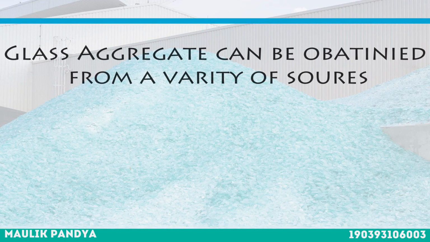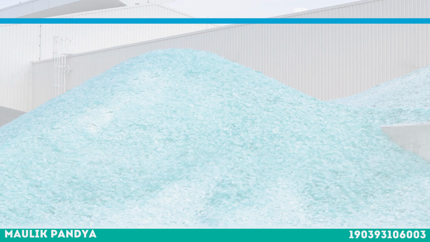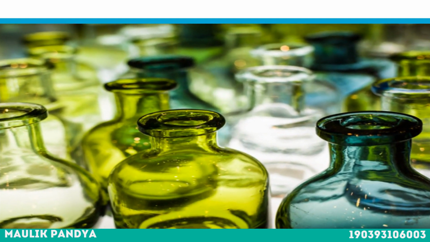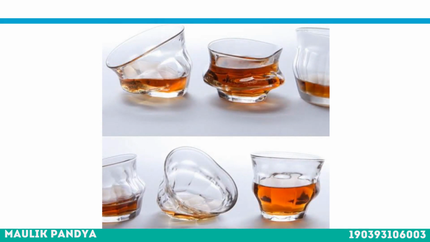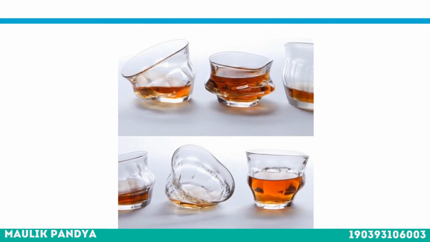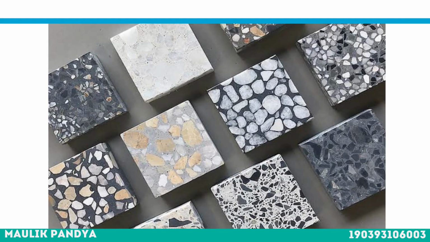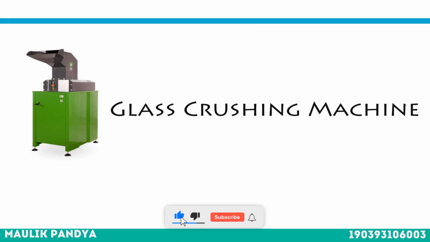Glass aggregate can be obtained from a variety of sources. Locally, recycling centers may have cullet, crushed bottles and other glass, cleaned and sorted by size and color. Nationally, specialty glass manufacturers melt down bottles and window glass to produce glass aggregate for terrazzo floor contractors, landscapers and decorative concrete artisans. With a small investment in a high-impact glass crushing machine, you can make your own cullet.